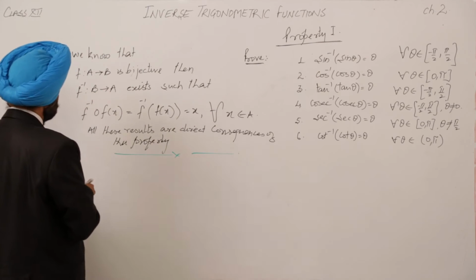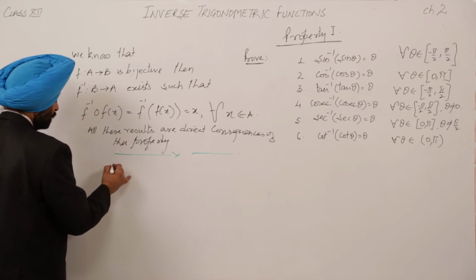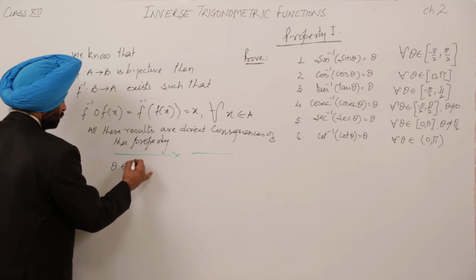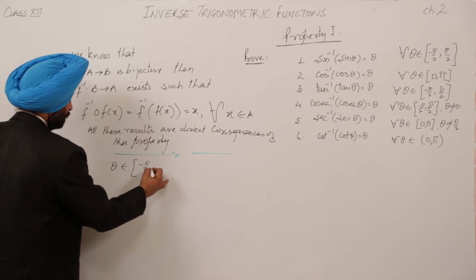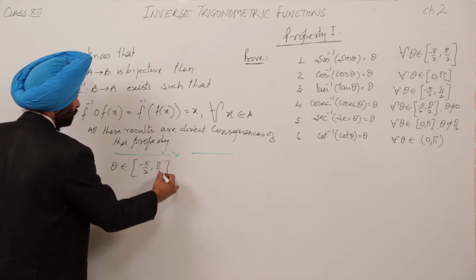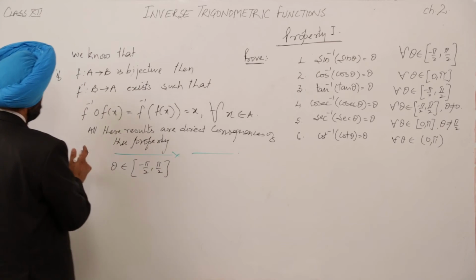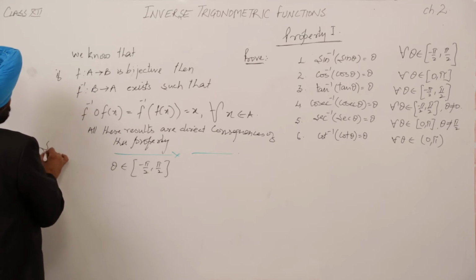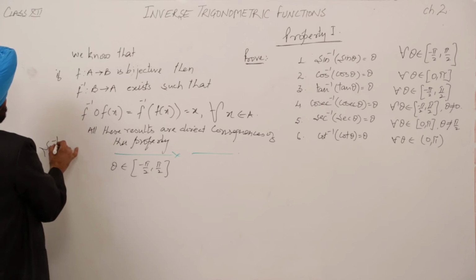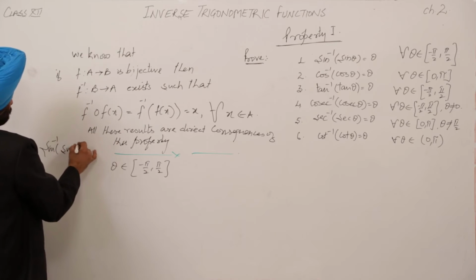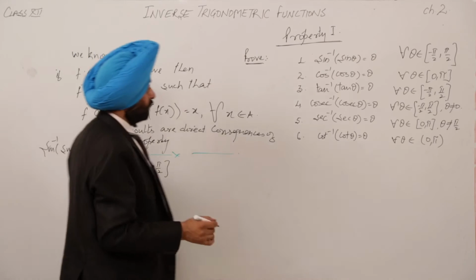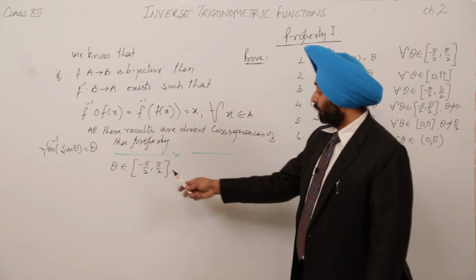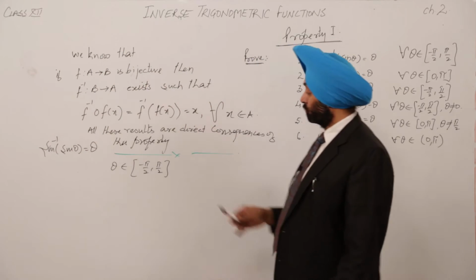Let theta belong to the principal value range, minus pi by 2 to pi by 2. I am using the property for sine inverse. What was the first property? Sine inverse sine theta is equal to theta. I have to prove this one.